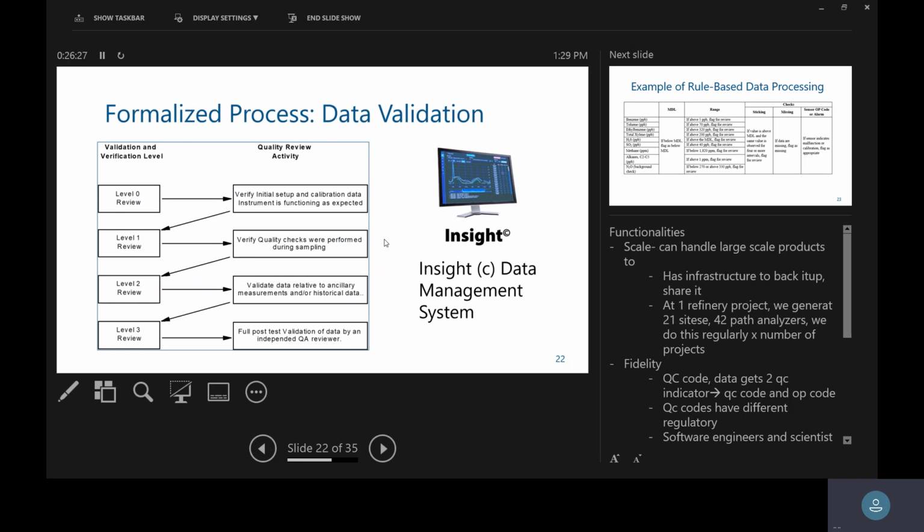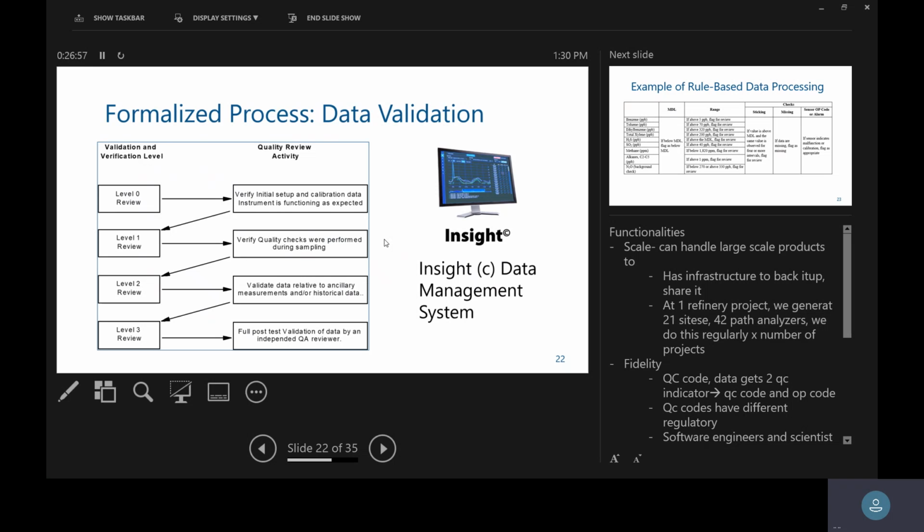This is the formalized process. Various parts of this can be automated, and various parts can't be automated. We have a system called Insight. I mentioned that to Robbie. This is where we take all of these 1.2 million data points a day ingested into this system. Part of it is the automated processes. Part of it goes through a twice-per-day process where a human being actually looks at the data.